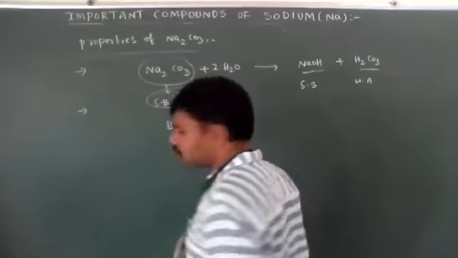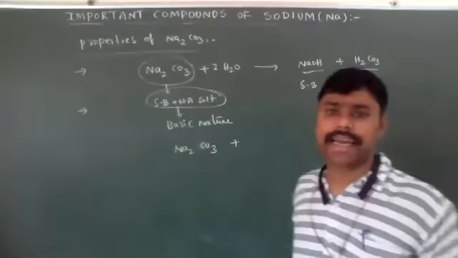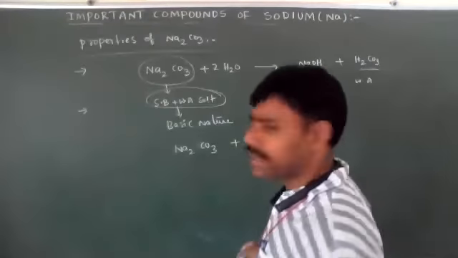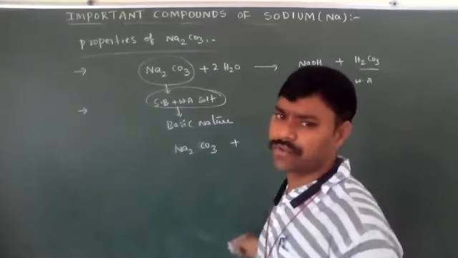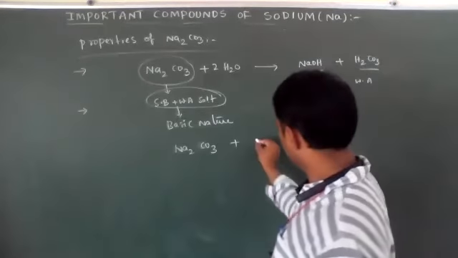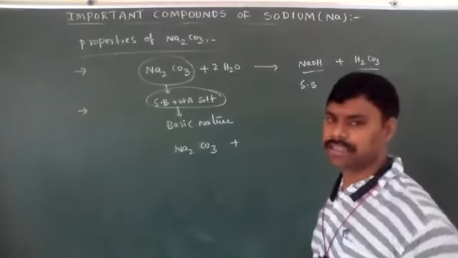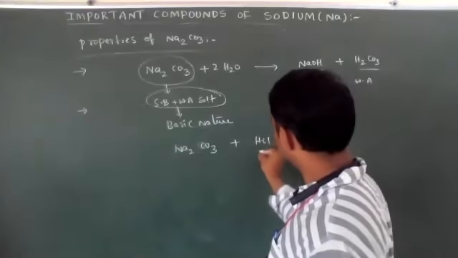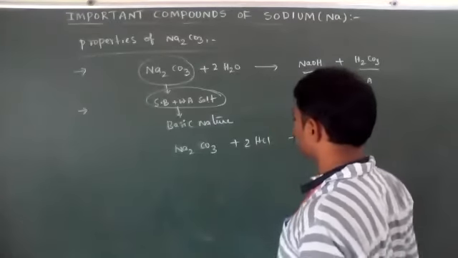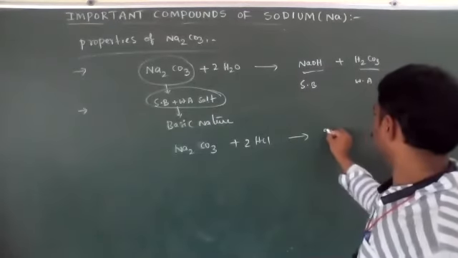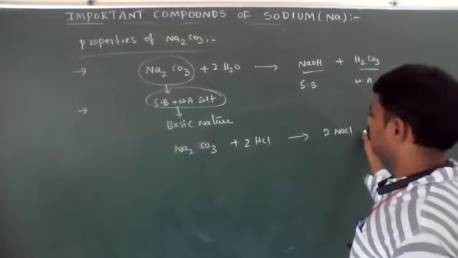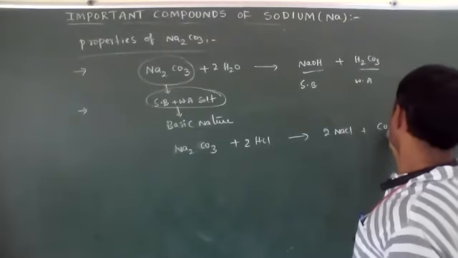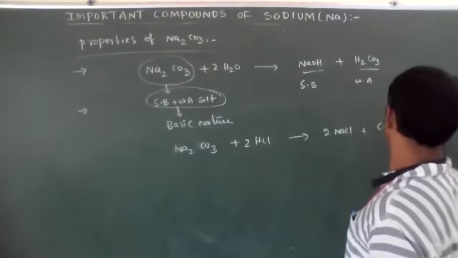Okay, students, whenever this Na2CO3, sodium carbonate, is treated with dilute acids, mineral acids like HCl and H2SO4, it forms the corresponding salts and releases carbon dioxide gas. With HCl it forms 2 moles of NaCl, carbon dioxide gas and H2O.